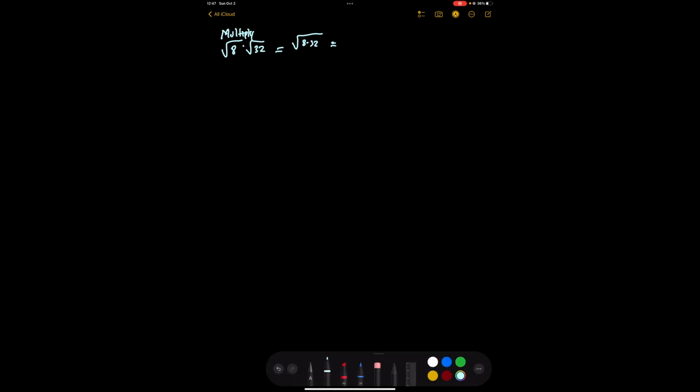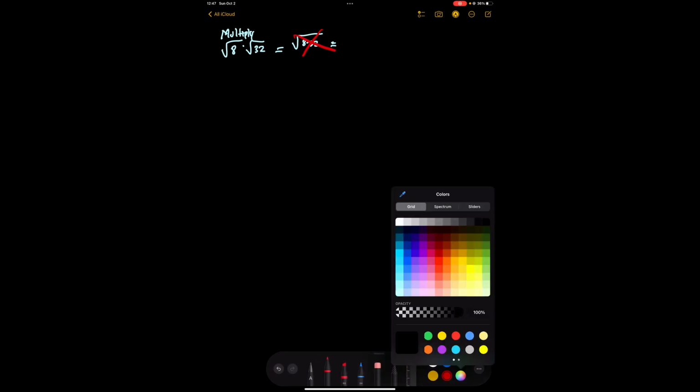Now, what can we do? Well, to make it easy, you could just do this, right? 8 times 32, and then you multiply them. But this actually, guys, is the wrong approach. Don't do that ever. Whenever you're working with radicals or rational exponent expressions, don't try to do things like this. Try to always simplify it.